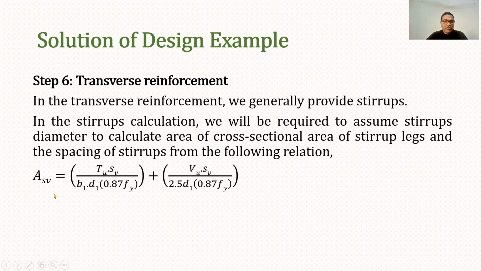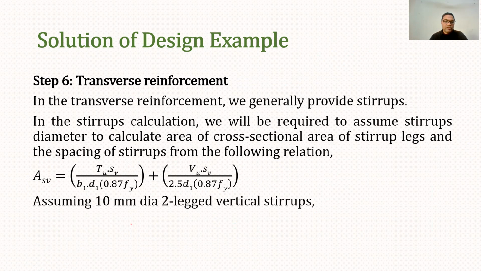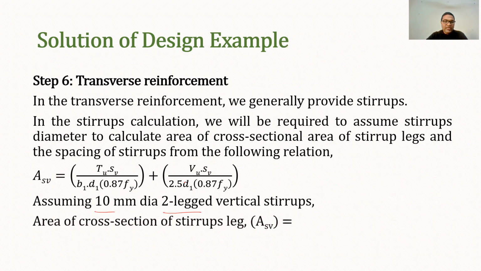So all these values are available here. First of all, we need to find out ASV, and ASV depends on the diameter of the bar. So assuming the diameter of the bar as 10 mm, with two-legged vertical stirrups, we find the area of cross-section ASV as 2 into pi d square by 4. So we get the value of ASV as 157 mm square. This is the tentative value because we have just assumed the diameter of the bar as 10 mm. We also need to check whether this ASV is sufficient or not by performing the check later. So first we have provided the value of ASV as 157.